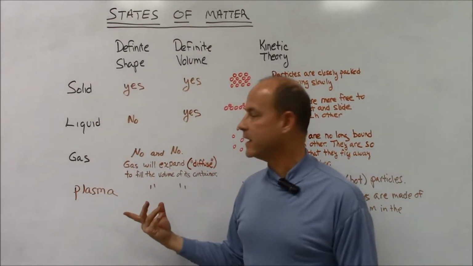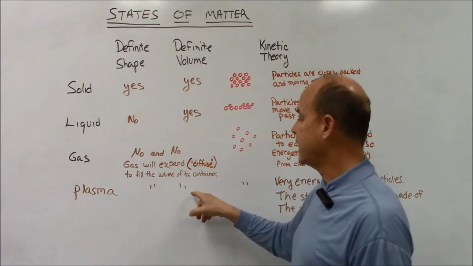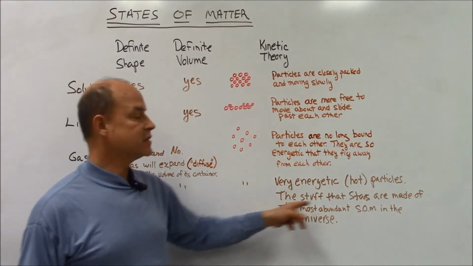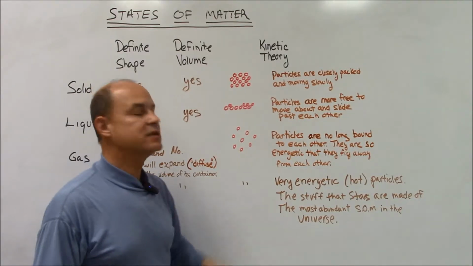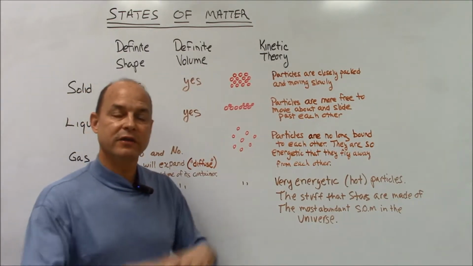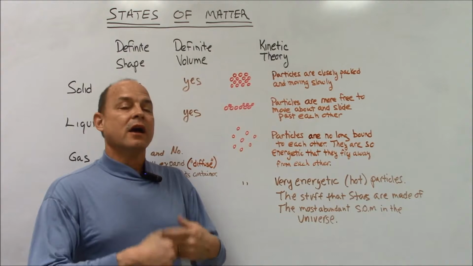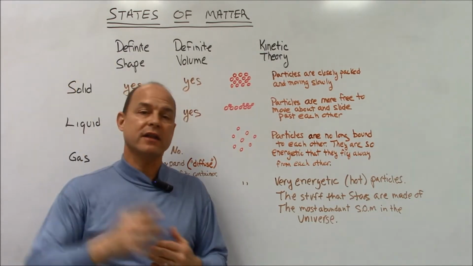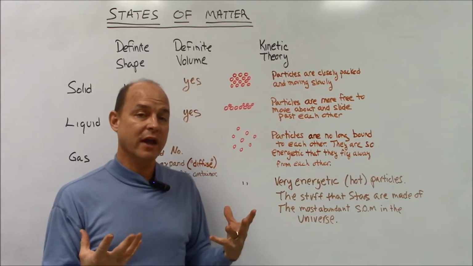Plasma is the fourth state of matter. It's basically a gas, but it is highly energetic. These are hot particles. It's the stuff that stars are made of. It is the most abundant state of matter in the entire universe. We do have plasma here on Earth, and you can see an example of that in the lights right above us, the compact fluorescent lights.